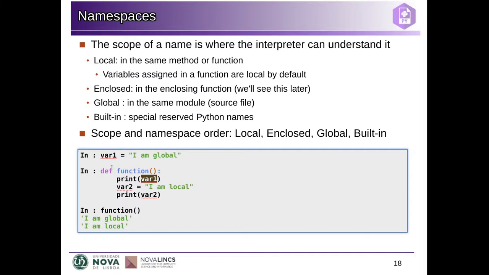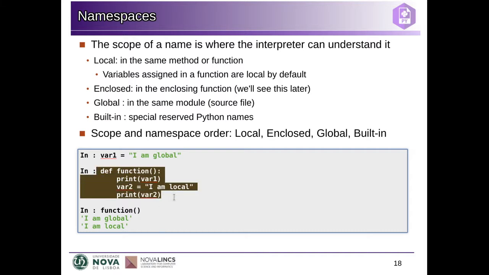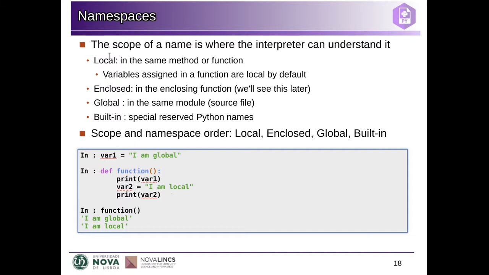Now var1 also does not exist in the local scope. There is no var1 here, but when it looks in the global scope, it finds this variable here. So from inside the function, by looking in order on the different scopes, the interpreter can find variable var1, and so it prints its value, which is this I am global. It prints here when it executes this statement.